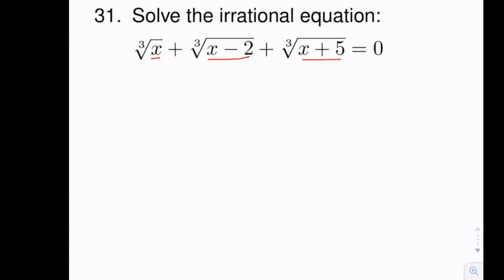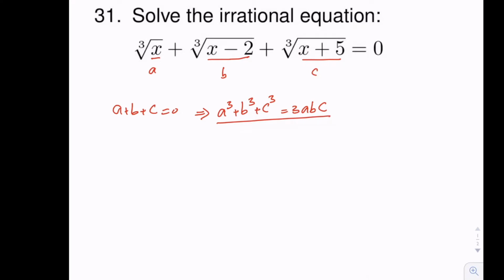If you remember from problem 1, we proved that if we have three numbers, a, b, and c, let's call this a, this b, and this c, and if a plus b plus c is equal to 0, then we can prove that a cubed plus b cubed plus c cubed is 3abc. So instead of moving one of these terms to the other side and then raising to the power 3, we can just use this identity to simplify this equation.